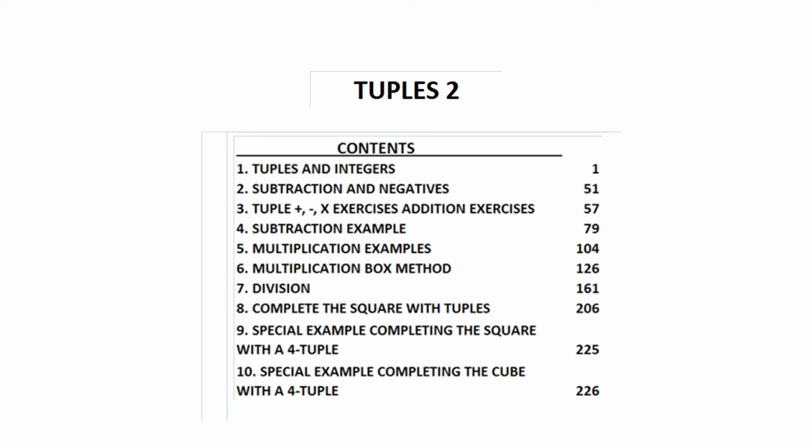There are a lot of division problems, and in this particular approach, we learn how to take a 5-digit divisor and turn it into a 2-digit divisor, and then follow it with zeros. We also learn how to change a divisor that maybe starts with 83 and turn it into a divisor that starts with a 1. Then we complete the square with tuples with some examples and exercises. We have a special example on completing the square with a 4-tuple and a special example completing the cube with a 4-tuple. There are many exercises with detailed answers throughout the book.